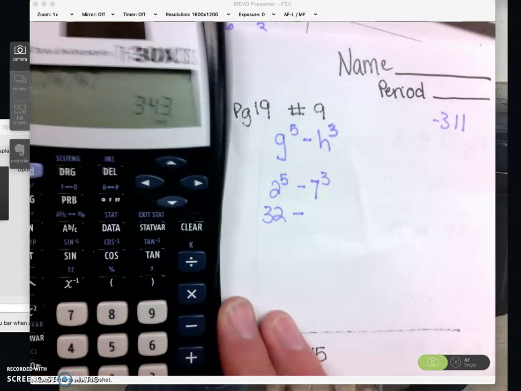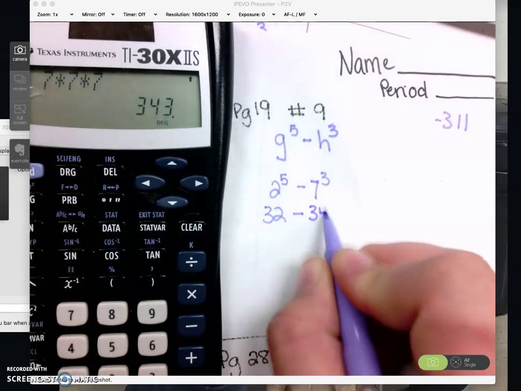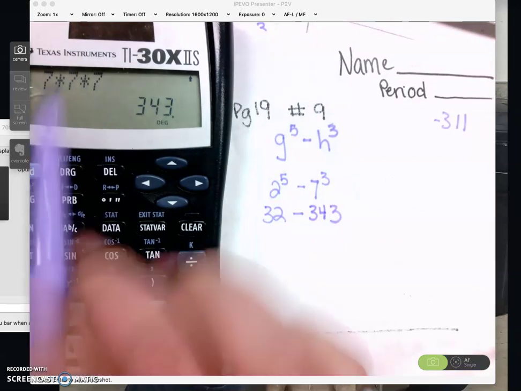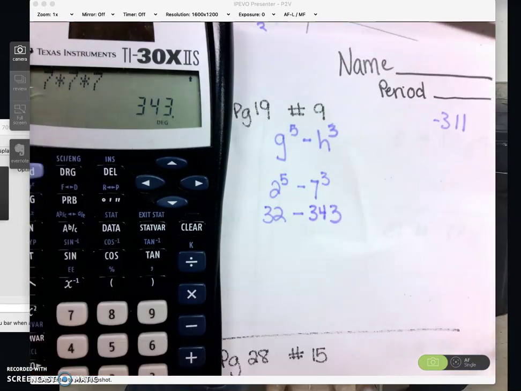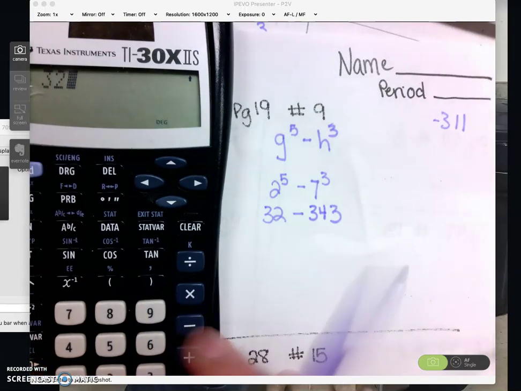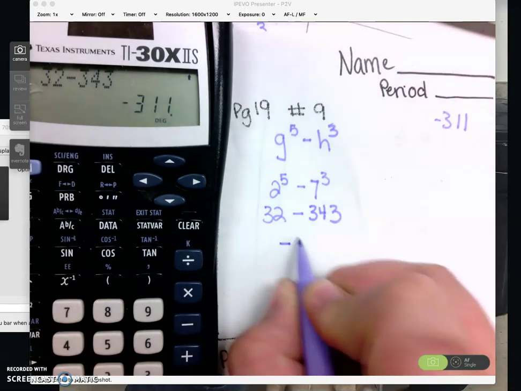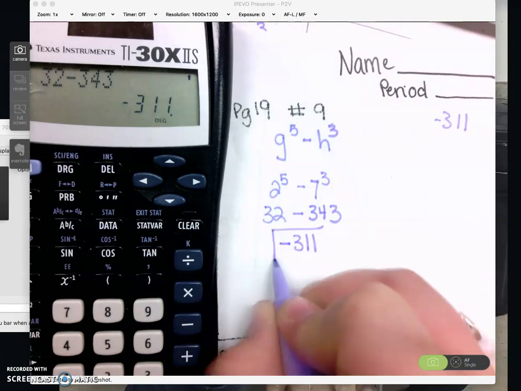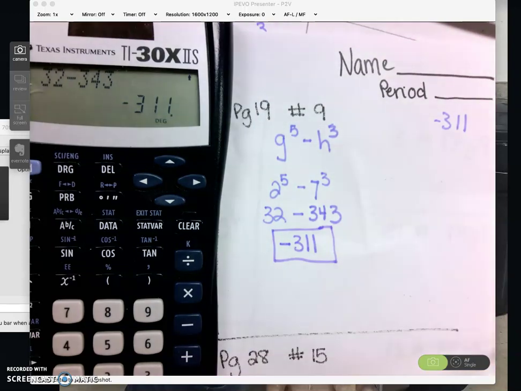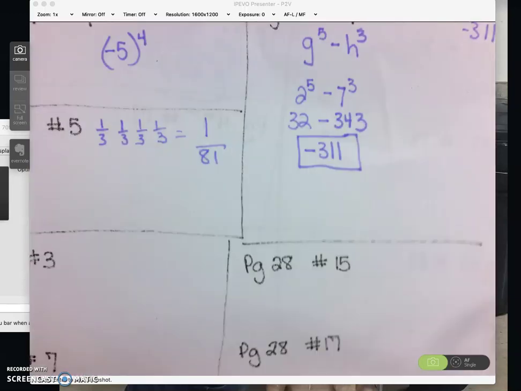That's 343. If you notice, I just used my calculator 2 different ways to find that answer. Then we do 32 minus 343 in your calculator, and you get 311. So just next time, subtract. You're fine. On to page 27.